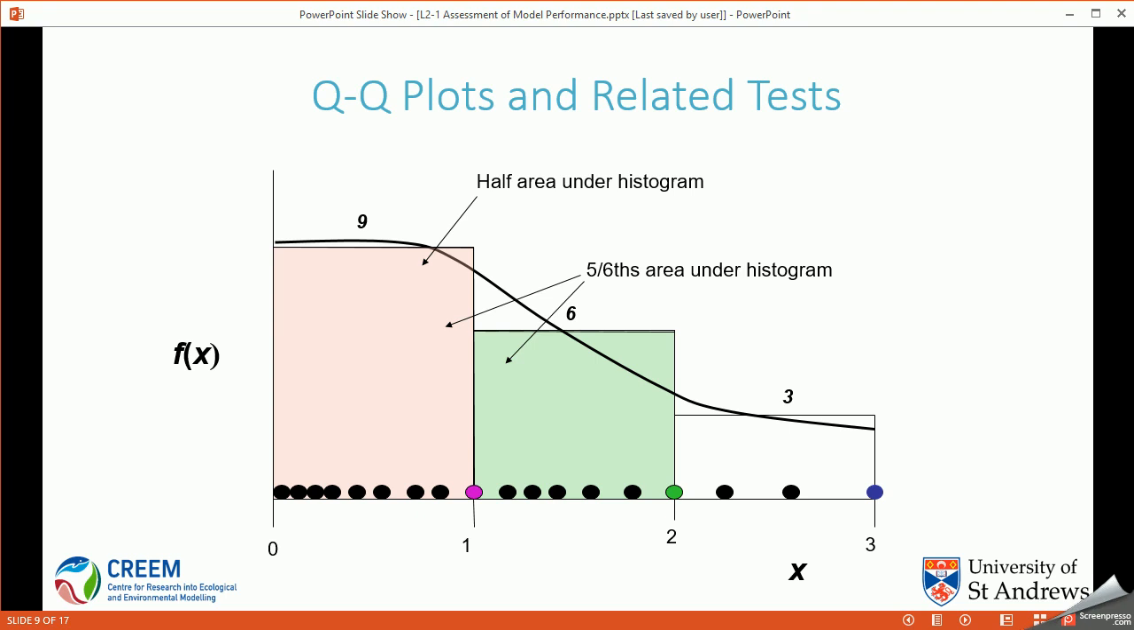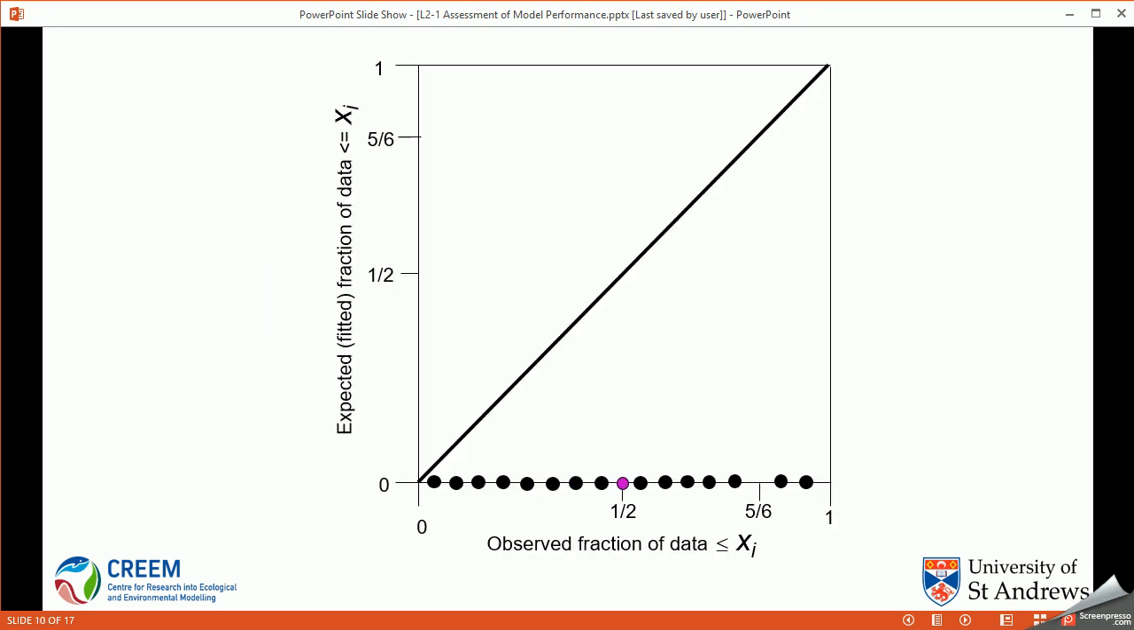And then for each of those, we're going to ask what fraction of the data we would expect to be below each of these points. The way we do that is to work out the fraction of the area under the curve that is to the left of each of these distances. And then we plot those.